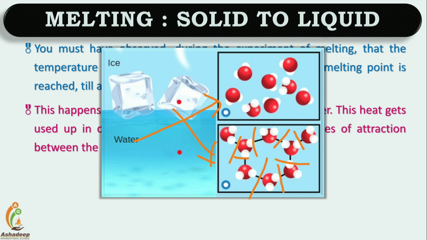Once all the bonds of this ice are broken down, it will get converted to this type of structure. There will be no connection between the molecules of water. And after this state is achieved, there will be a rise in the temperature. Temperature will increase. Okay, this is the reason why the heat, or you can say the temperature, does not rise during the conversion of ice to water.